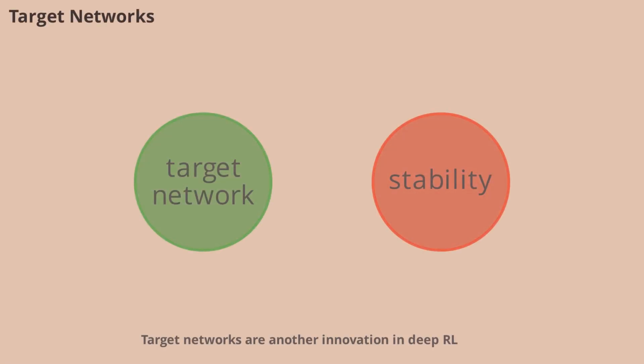Target networks are another innovation in deep RL. They provide stable targets for learning by updating more slowly than the main network. This helps prevent oscillations and divergence during training, making deep RL algorithms more robust.